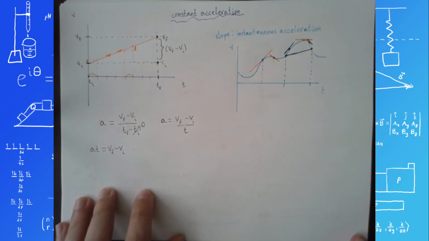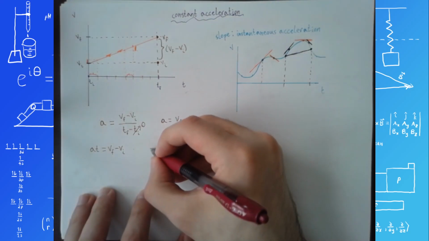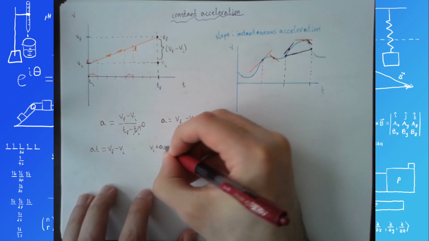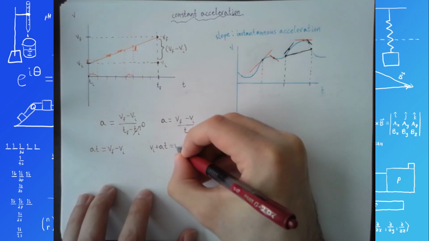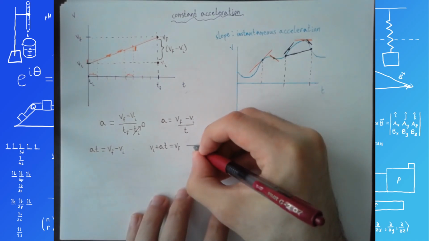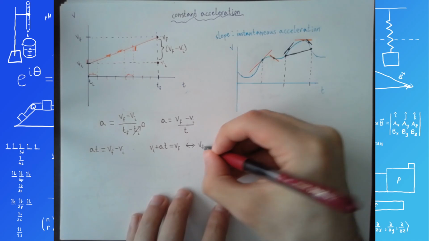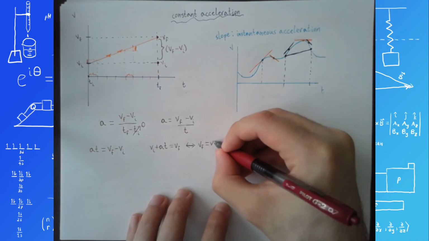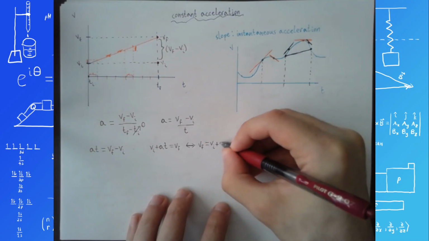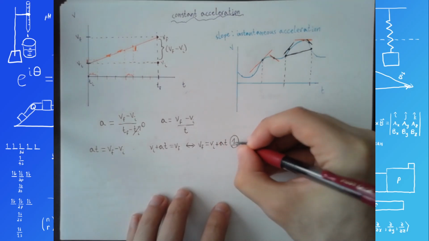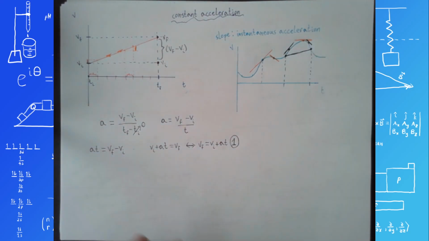And if I add v initial to both sides, then I will end up with v initial plus at equals v final. I prefer to write it the other way around, with v final on the left-hand side and everything else on the right, so I prefer to write it like this. And this is our first equation of kinematics. V final equals V initial plus AT.